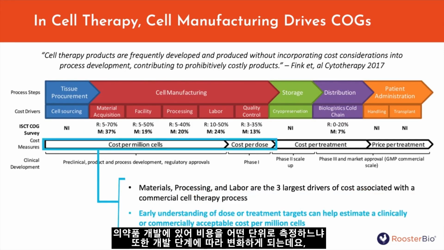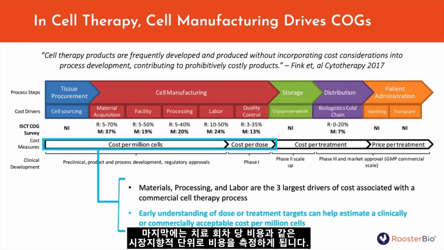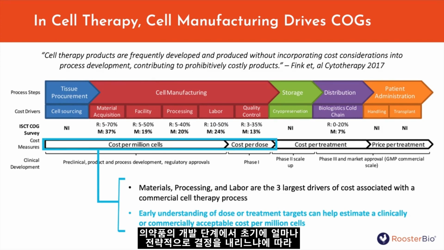How cost is measured also evolves during development, with early focus on cost per million cells, shifting to cost per dose, and finally to more market-driven considerations such as price per treatment later on. As this is an evolving change in the metrics, it is easy to see how early decisions made in strategic areas during development will have a lasting impact on the ultimate market viability.